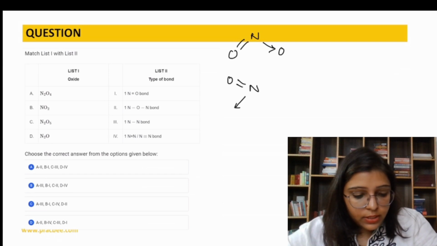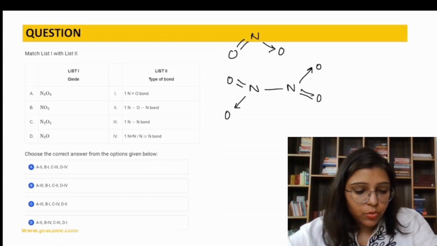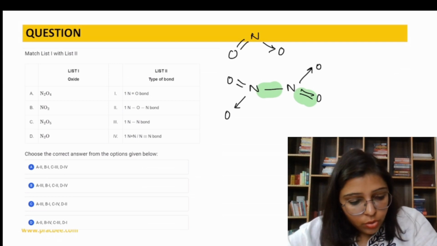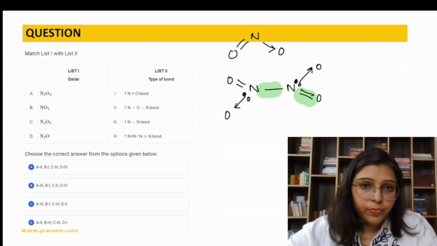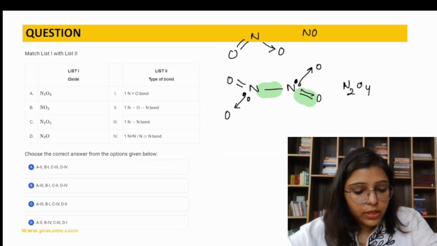So if I write N2O4, it has a double bond, and one coordinate bond. One coordinate bond and one double bond. So nitrogen can form three bonds, and then we have one lone pair on nitrogen, and the nitrogen can form a coordinate bond, right? So this is the N2O4, this is the NO2.